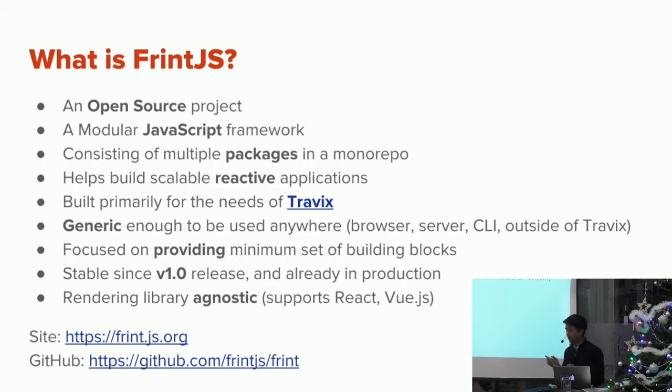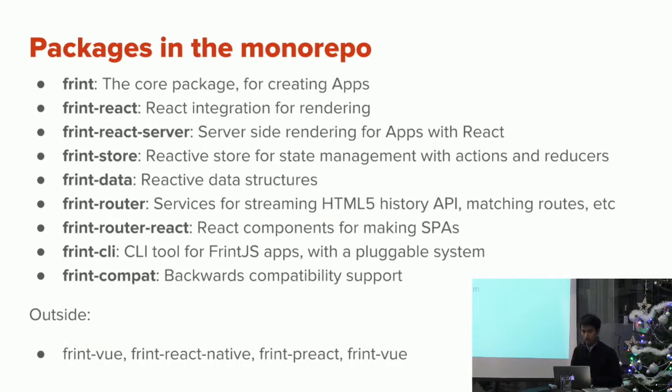So these are some of the packages that we have in the monorepo, and we also have some outside of the monorepo. We went with a monorepo architecture because it was easy for us to develop multiple packages in one single repository. Whenever we needed to release something, we could just do a single release, and all the packages are published to NPM. To start at the beginning, the first package that we have is called FRINT.